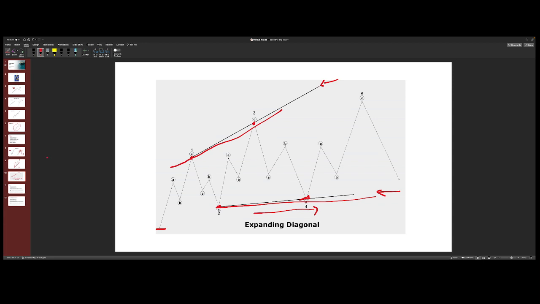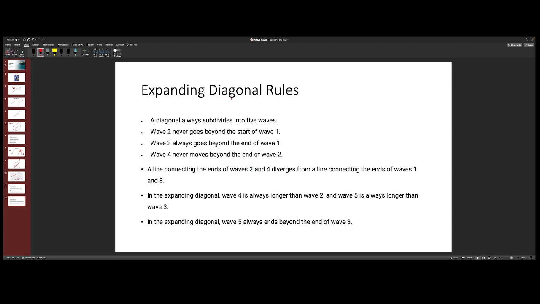So those are the rules. Let's go into the expanding diagonal rules one more time, just to reiterate. Take a little snapshot, take some notes. Similar, a diagonal always subdivides into 5 waves.